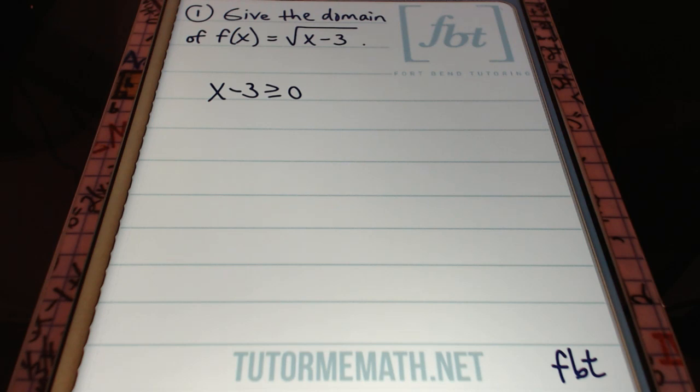So when they're asking you to solve for the domain, you just take the radicand, and in this case, the x minus 3, set it greater than or equal to 0, and then solve for x.